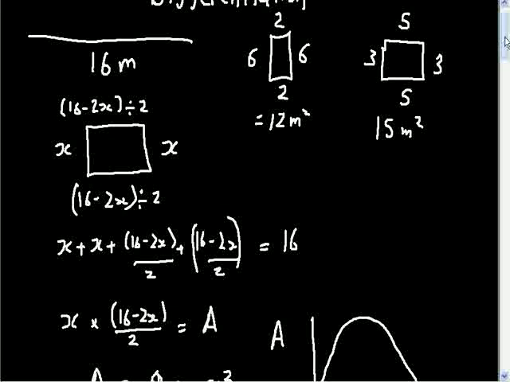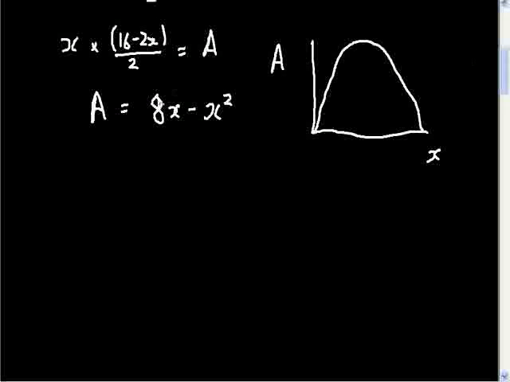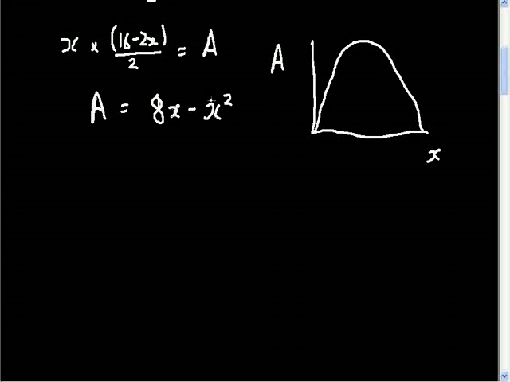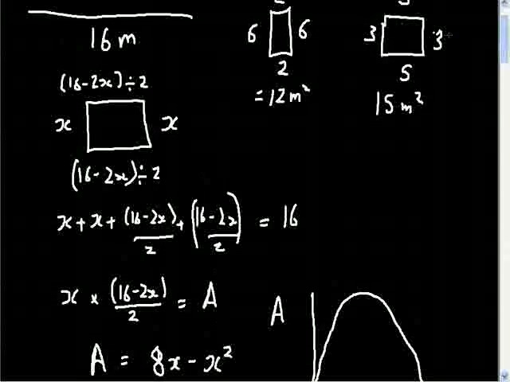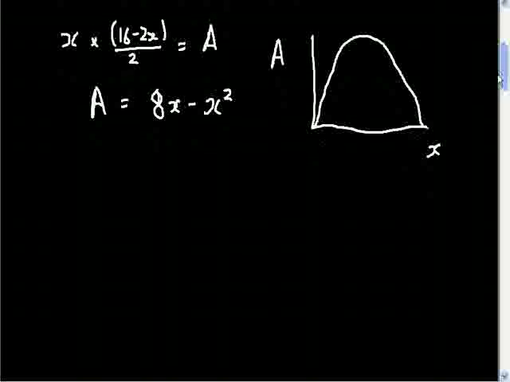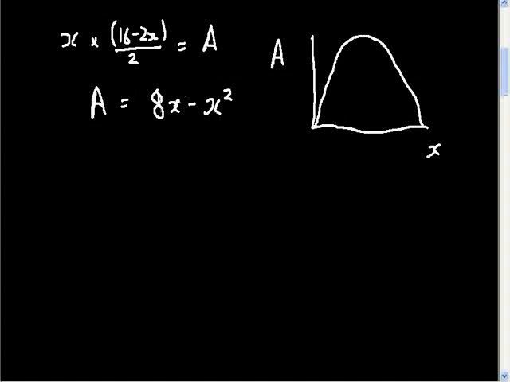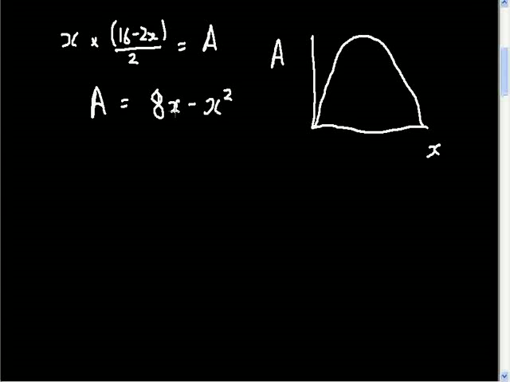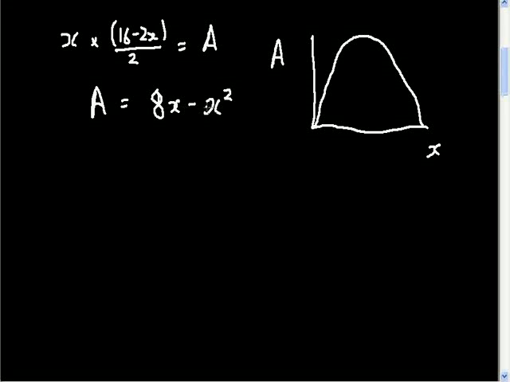Let's see whether that works on the formula. If I substitute 6 into this, that's 48 minus 36, which is indeed 12. If my x was 3, my area would be 15. See whether that works in this formula? That's 24 minus 9, and yes, 24 minus 9 is indeed 15. But there is one particular value for x for which you get the highest area.